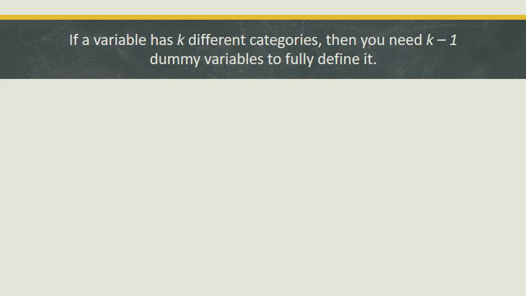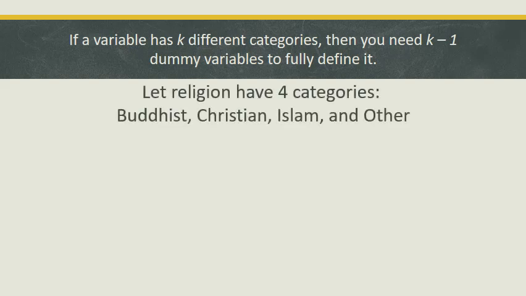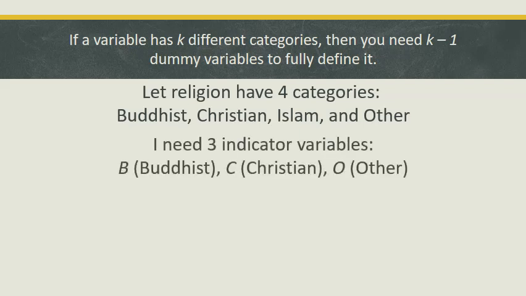Anyway, if our categorical variable has k different possible categories, then we need k-1 indicator variables to define it. Let's suppose that a person's religion is going to be included into our regression model, and religion has 4 different categories: Buddhist, Christian, Islam, and other. Since there are 4 possible categories, we need 3 indicators to define it. Now, we need to pick any 3 of the categories. For this example, I chose Buddhist, Christian, and other.